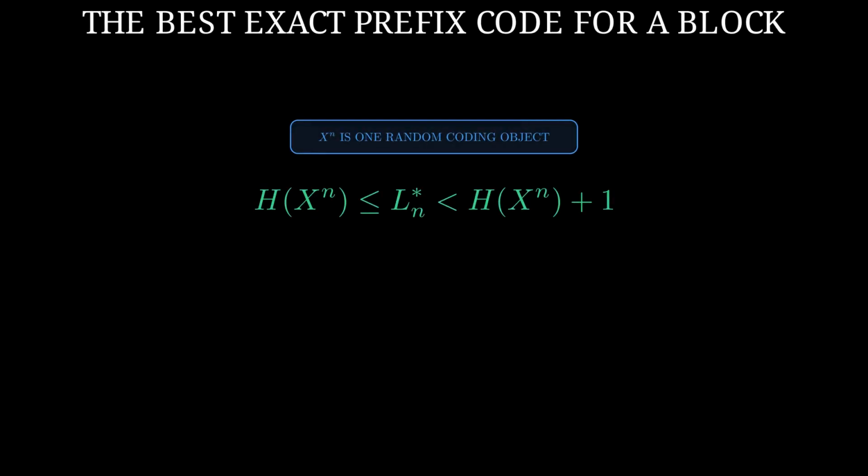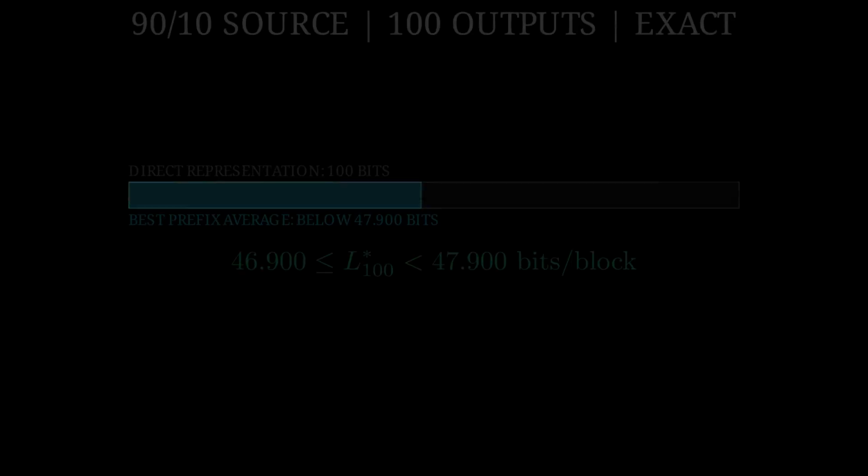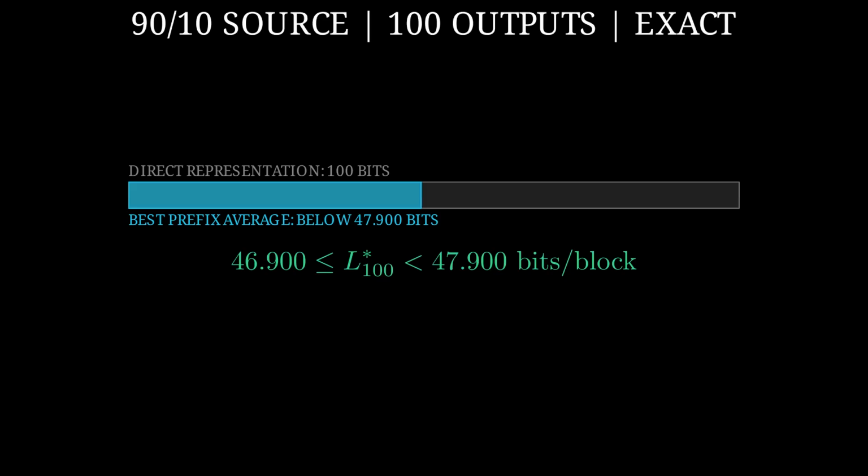The exact limit is even cleaner. Treat the complete length n block as one random object and ask for its best binary prefix code. The best average length cannot fall below the block entropy and can be kept less than 1 bit above it. Independence makes the block entropy equal to the block length multiplied by the source entropy. Divide by the block length, and the extra rounding allowance is less than 1 bit divided by that length, per source output. For the 90/10 source and a block of 100 outputs, the entropy is 46.899 bits. The best exact binary prefix code therefore averages at least 46.900 and less than 47.900 transmitted bits per block.